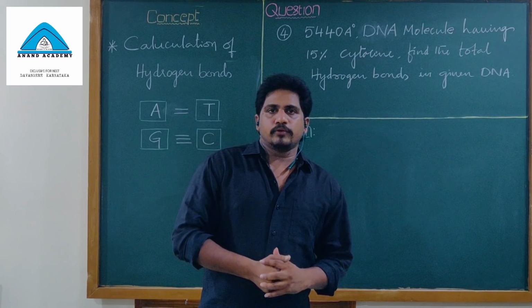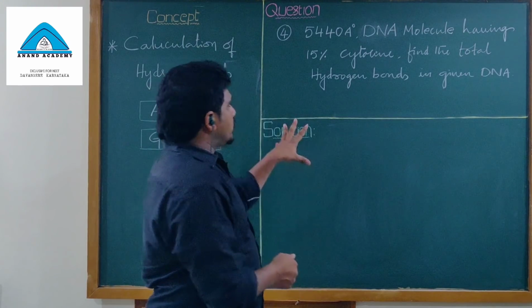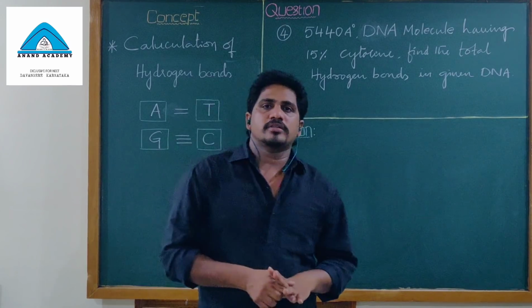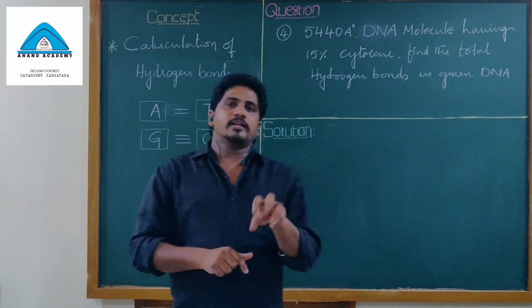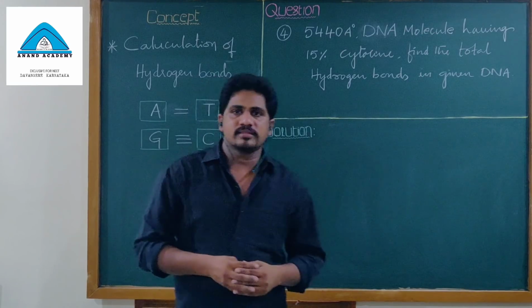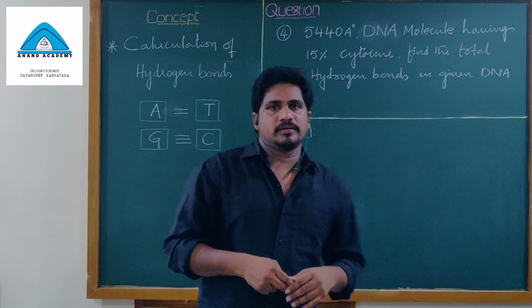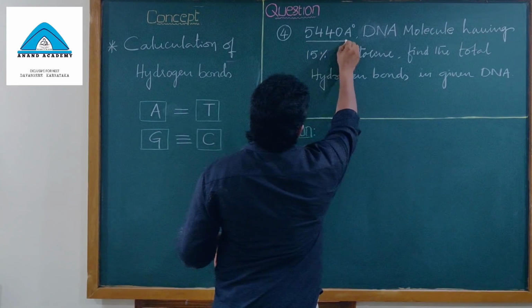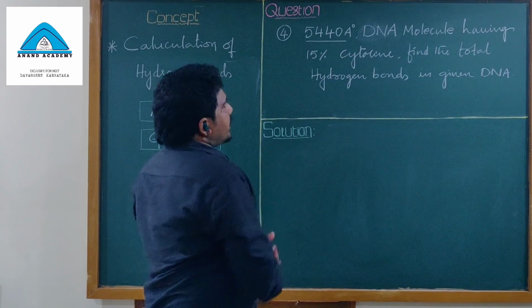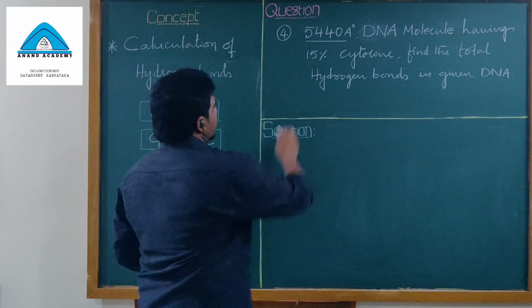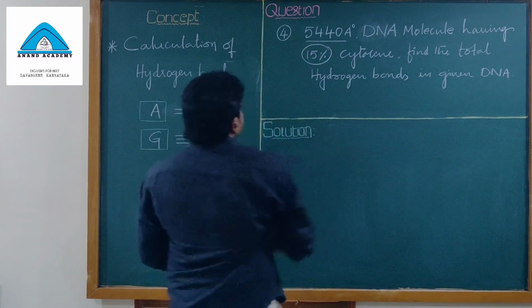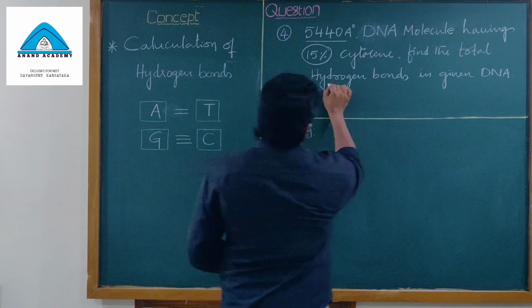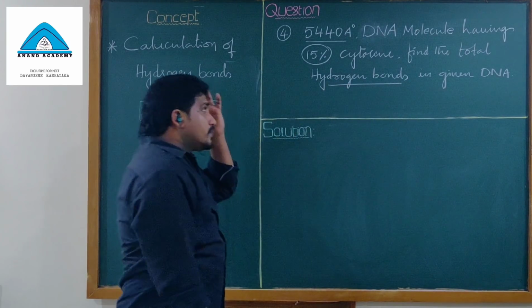Okay, let us solve the 4th problem. This time we are going to learn about hydrogen bonds. You know very well where hydrogen bonds are present. Hydrogen bonds help to pair the purines with pyrimidines in the DNA structure. Observe the question: a 5440 angstrom DNA molecule having 15% of cytosine. Find the total hydrogen bonds in the given DNA molecule.